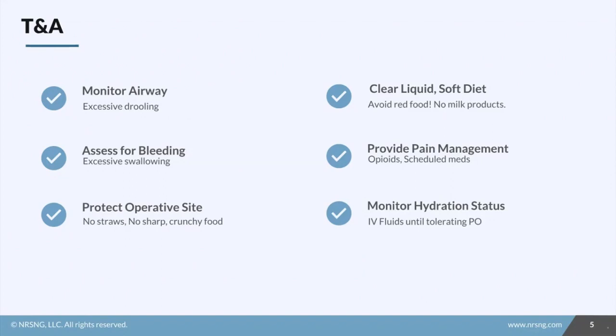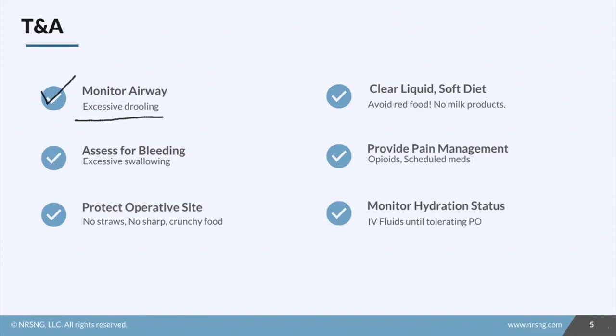So the first thing we have to do is monitor for airway obstruction. They've just had surgery on their throat, so if the edema and swelling from this procedure becomes severe enough, it can actually block the airway. So first of all, keep an eye on their respiratory status. Then your major red flag symptom that you're looking for with airway obstruction is excessive drooling. If you notice that there's excessive drooling, you've got to make sure to let the provider know straight away.